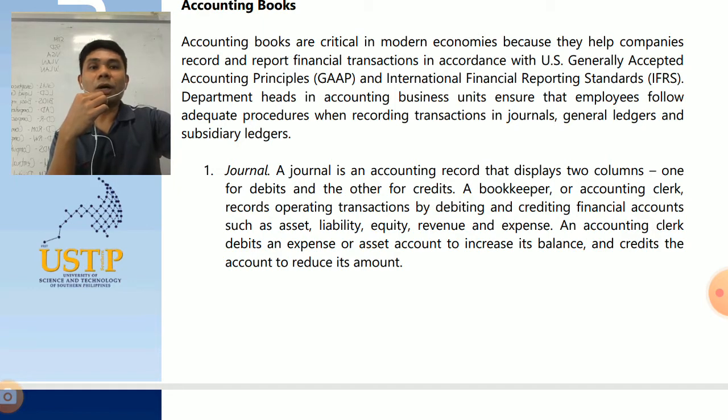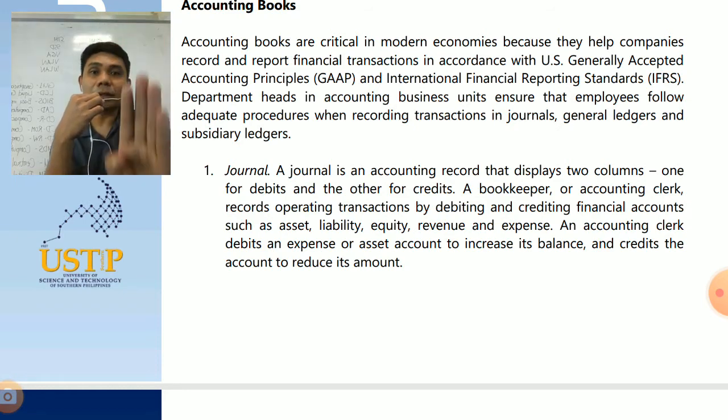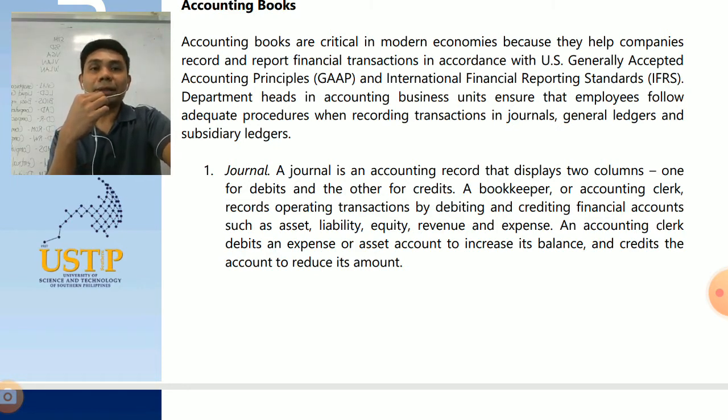So duha ang column, naay debit and naay credit. Usahay makita ninyo DR, that's debit. CR means credit. So by column. The first one is the debit column. The second one is the credit column. So the bookkeeper or the accounting clerk will record operating transactions by debiting or crediting financial accounts.